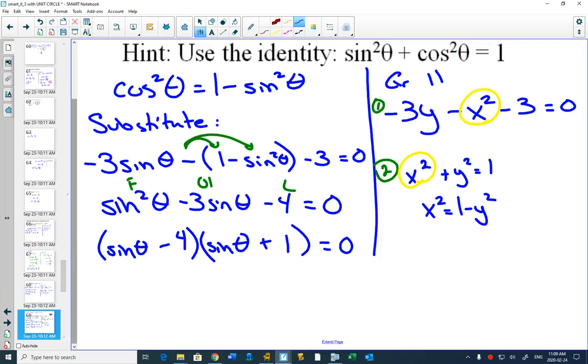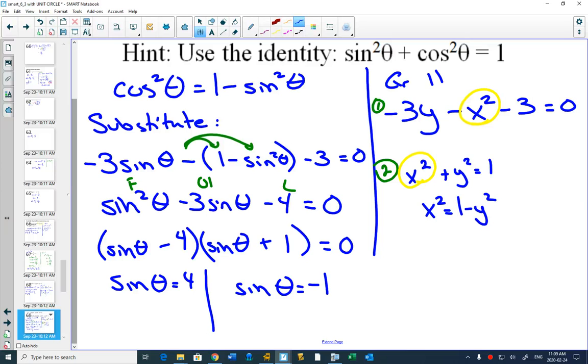It makes it easier to factor. Now that we've factored and it's equal to 0, we get sine of theta is equal to 4 and sine of theta is equal to negative 1. If a question is non-calculator, that means everything can be done with your unit circle. This would be a non-calculator question.